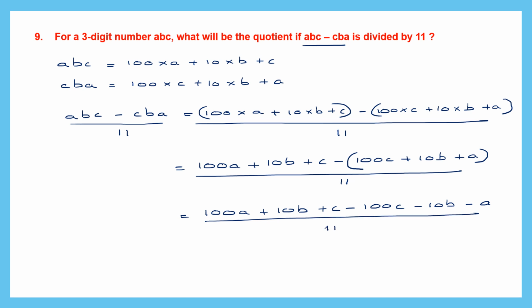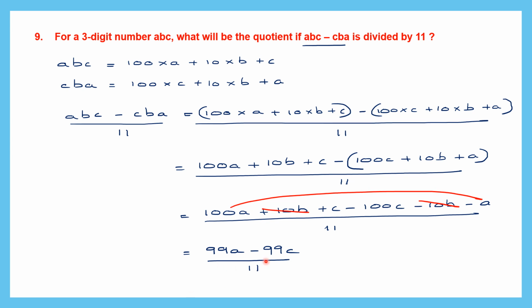Now let's take the like terms together. So here we have 100A and here we have 1A. So 100A minus 1A is 99A. Then here I have plus 10B and minus 10B which get cancelled because one is negative, one is positive. Then here I have plus C minus 100C. That means 1 minus 100 which is minus 99C, by 11. We have simplified this.